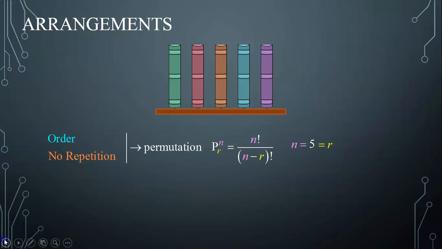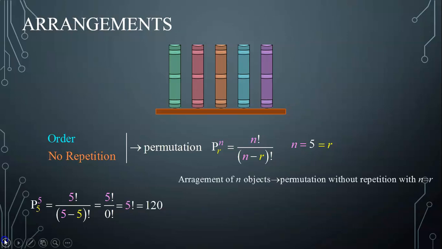Applying n and r to the formula leaves me with 5 factorial divided by 0 factorial. And 0 factorial being 1, I end up with 5 factorial, which is 120. So an arrangement of n objects is the same as permutations without repetition with n equal to r. So an arrangement of n objects yields n factorial possible outcomes.